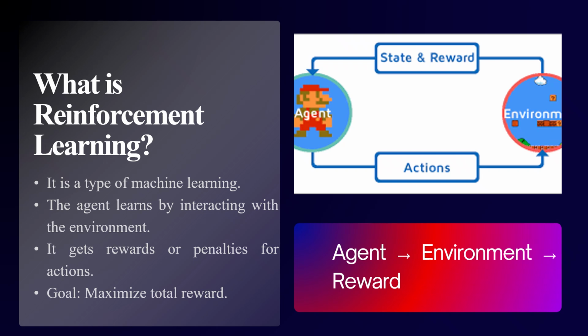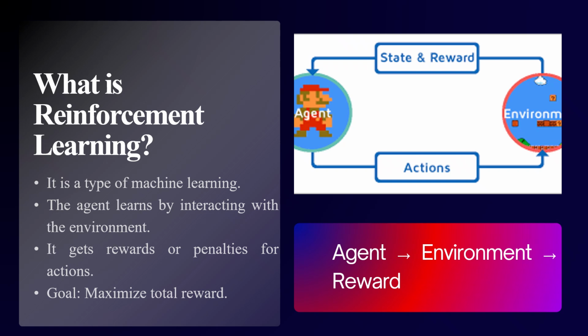Reinforcement learning is a way for machines to learn from trial and error. It's different from supervised learning because here we don't give correct answers. The agent figures out what works best by trying things and learning from results. It's just like how we learn from experience in real life. For example, a child learning to walk or play a game by trying again and again. This is what reinforcement learning means.